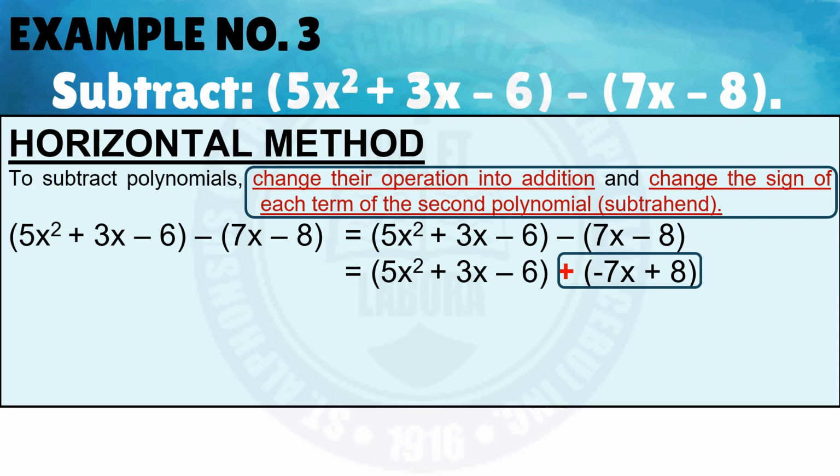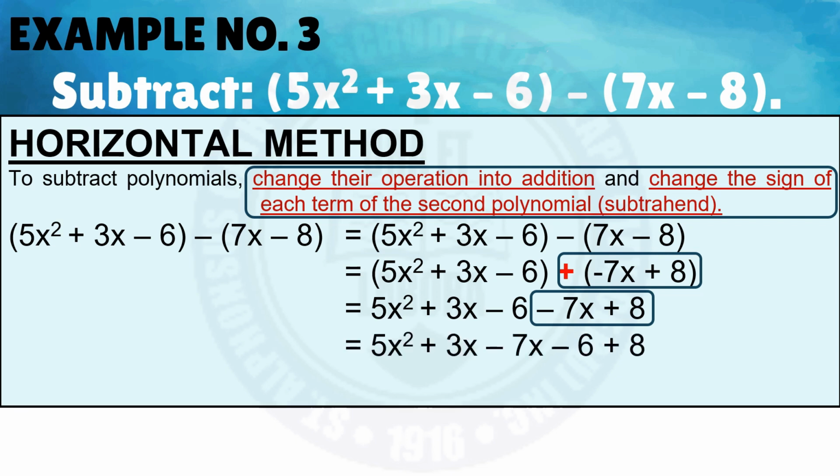Next is to remove the parentheses in the process. So it will become 5x squared plus 3x minus 7x plus 8. As you can see, the plus sign and the negative sign becomes subtraction process, in which the symbol becomes the minus sign. After that, rearrange the terms according to similar terms, and it must be in the standard form. So we have 5x squared plus 3x minus 7x minus 6 plus 8.